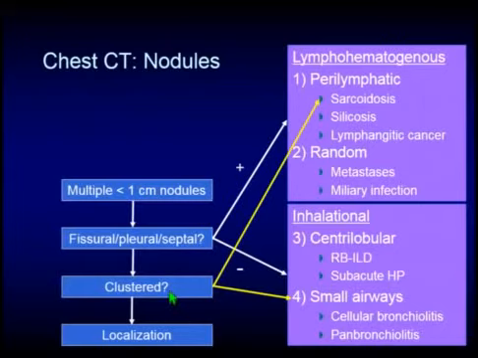Now, if we add the clustering, meaning that these nodules are clustered on surfaces, and we are dealing with a perilymphatic process, you're really talking about sarcoidosis for the most part. And if you see them clustered but not in a perilymphatic way, and none of those surfaces are involved, you're really talking about a small airways process.